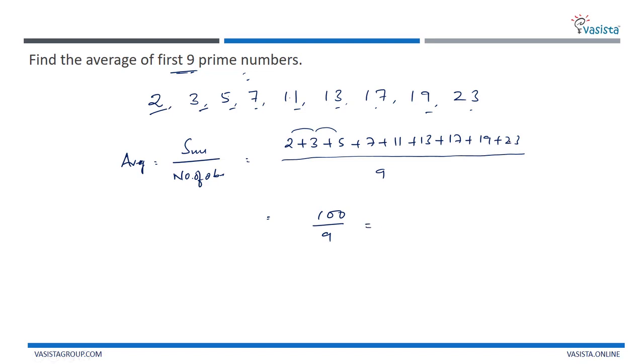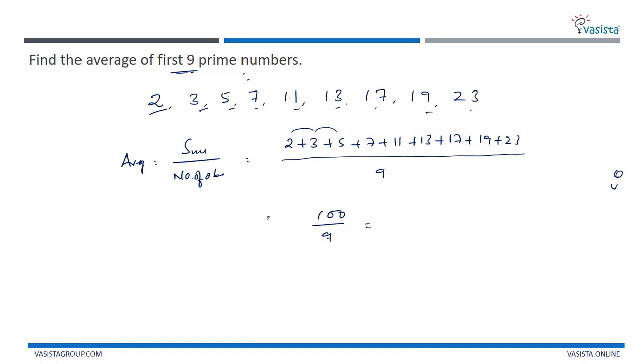Then let us cross check once again. So 9 plus 3 is 12, 12 plus 7, and so on, adding the digits of the sums to double-check, and we get 100.